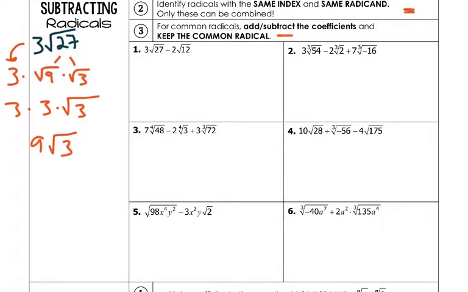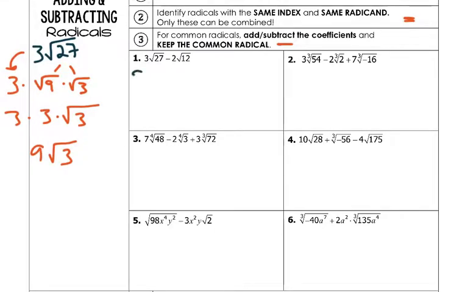So you guys saw what I did there to simplify this radical. Now we have 9 square root of 3. I'm going to go ahead and write that underneath: 9 square root of 3, and then that's going to be minus. Now we have to simplify 2 square root of 12.